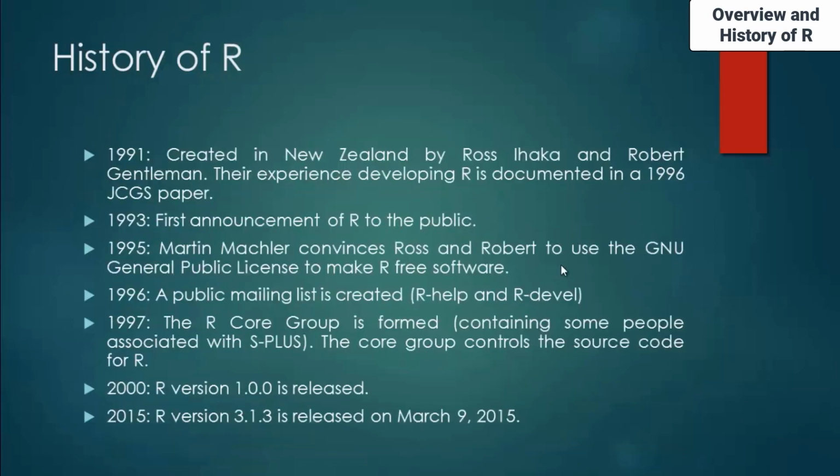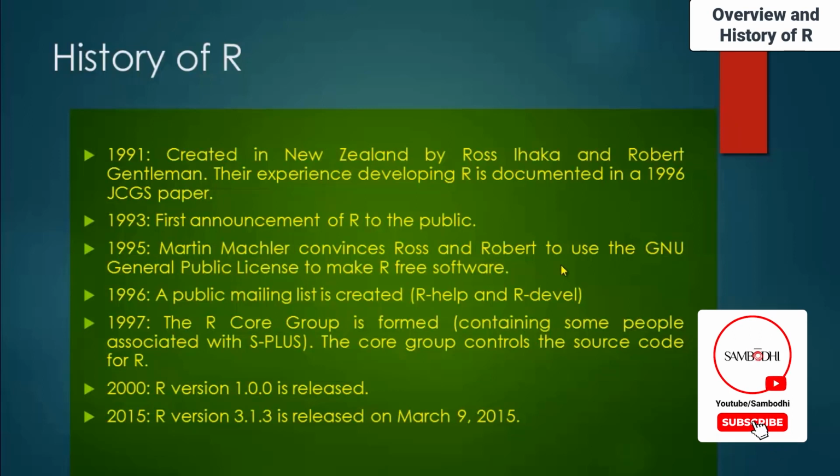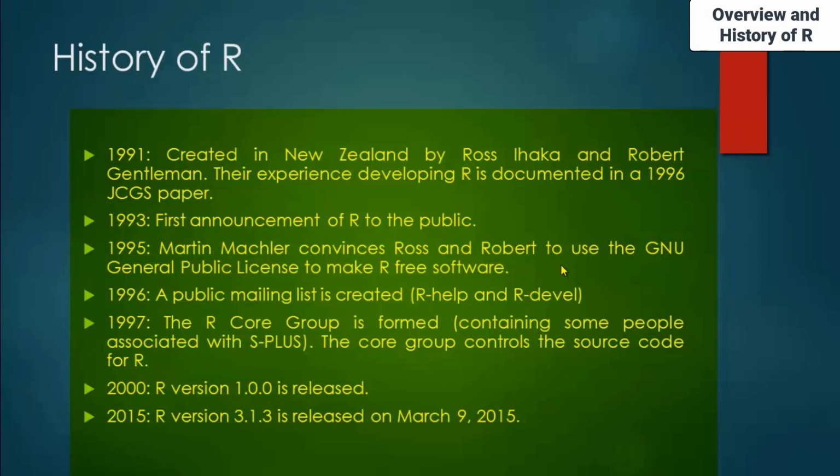R was created in 1991 in New Zealand by Ross Ihaka and Robert Gentleman. Their experience developing R is documented in a 1996 JCGS paper. R was first announced to the public in 1993. Martin Maechler convinced Ross and Robert to use the GNU General Public License to make R free software. Let's see the possibilities and capabilities when a software is declared as free in a later part of the slides. In 1995, after R was made free software, a public mailing list was created in 1996: R-help and R-devel, which is actually the development list for R.